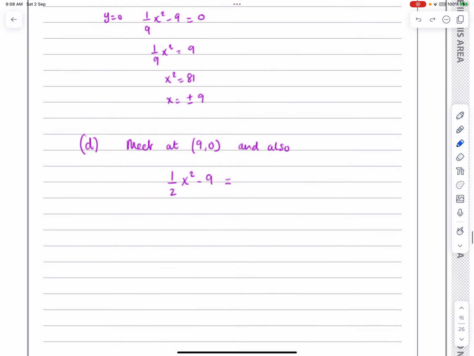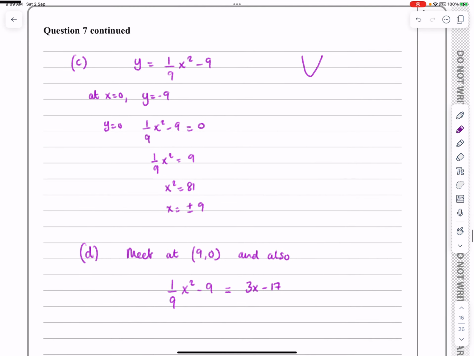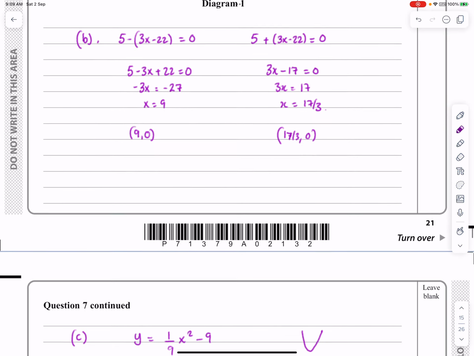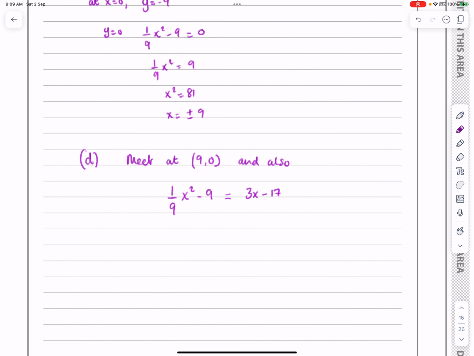So I can now say they meet there, and also where 3x minus 17 equals this. So let's go ahead and work that out. I don't know why I keep writing a half. I hope you're noticing these silly mistakes I'm making. I'm going to leave these mistakes in, because I'm trying to concentrate on talking to you guys, but I am continually scanning backwards and forwards to check that I haven't done anything silly like that as I'm going through.